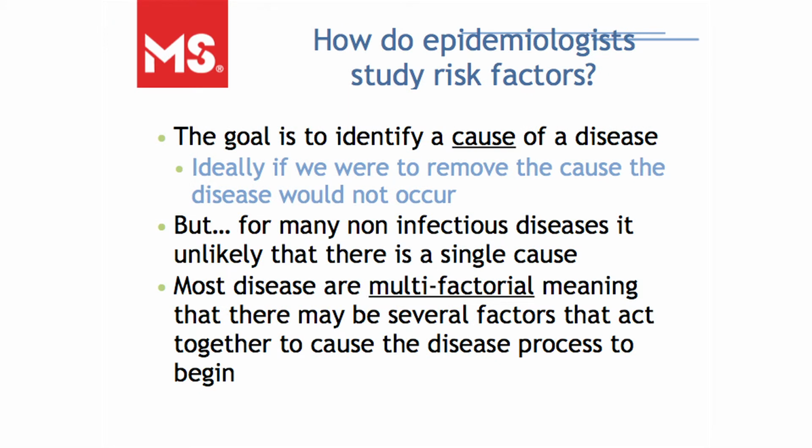Now, if things were that easy, we would know the cause of a lot of chronic diseases, but we don't. But this is just an example of what an epidemiologist does. But how do we study risk factors? There are no pumps that we can take the handles off anymore. So as I said, our goal is to identify a cause of a disease, and ideally, if we were to remove the cause, then the disease would not occur.